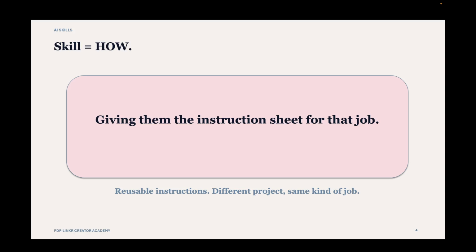And they're reusable. So you don't have to type out all those instructions every time you want to do something. You have a different project, but it's the same kind of job. It's like asking your kids to clean the kitchen, and you know how they just do the dishes and that's it. The skill is handing the instruction sheet that means clean the kitchen means do the dishes, wipe the counters down, load the dishwasher, sweep the floors. It gives them the step-by-step instructions to complete that job.